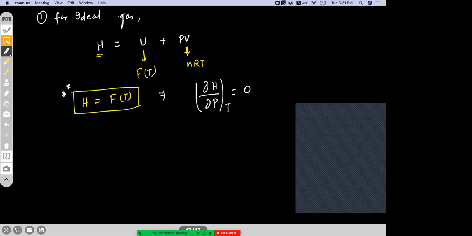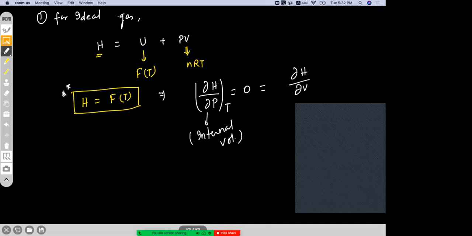No, it is internal volume. One second, guys. It is dP we have, no. So it is internal volume. That also we can take as zero, because internal volume is negligible for ideal gas molecules. So zero. Or we can also say this is equal to zero for dou H by dou V at constant T. This is internal pressure. Both will be zero over here.